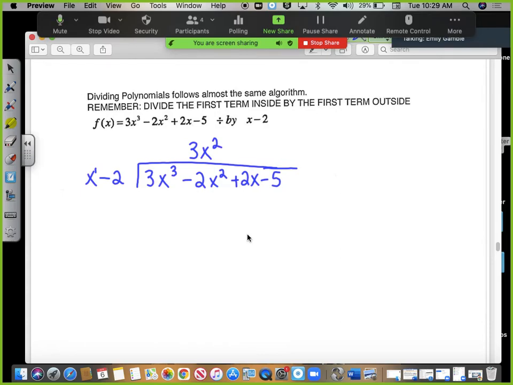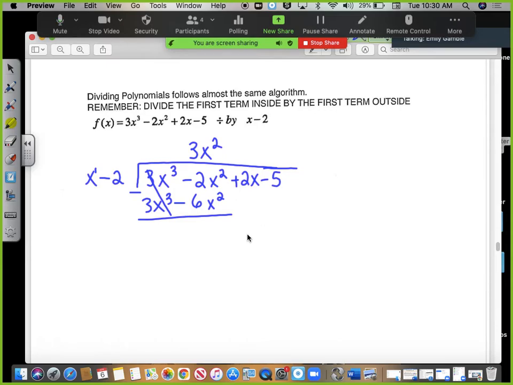3x squared times x is 3x to the third power. That should always happen to be the same thing. And then 3x squared times negative 2 is negative 6x squared. Once I have those ready to go, I can then subtract. 3x cubed minus 3x cubed cancels out. And then just be very careful here. You don't want to make a mistake.